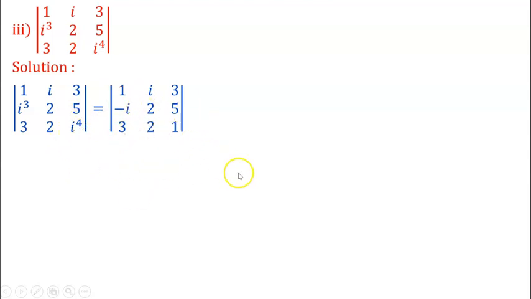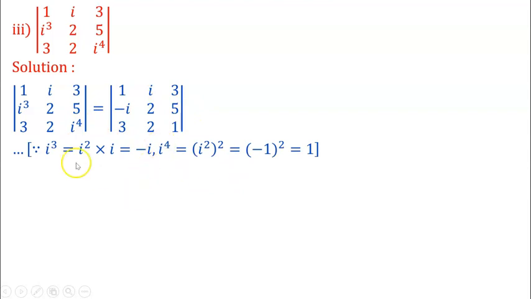Now evaluate this determinant. Okay, see this here. The value of i cube is i square into i. i square is minus 1 into i, minus i. i raised to 4 is equals to i square and whole bracket square. But i square is minus 1, bracket raised to 2 means what? It's plus 1. And in this way, these are the values of i cube and i raised to 4. These values we have substituted here.